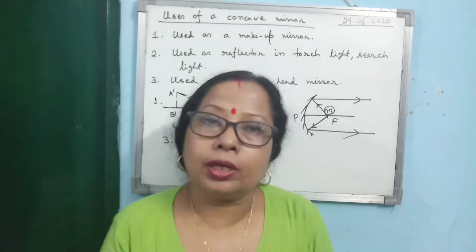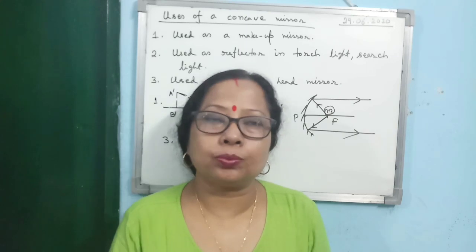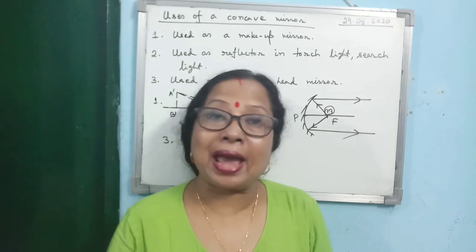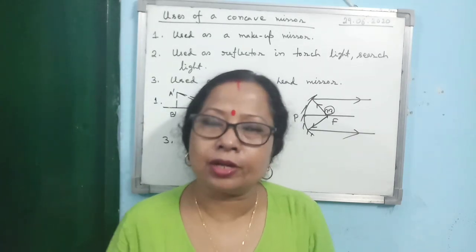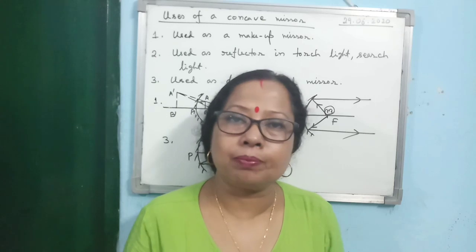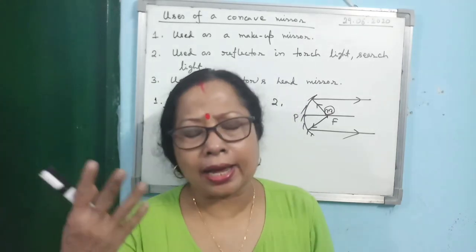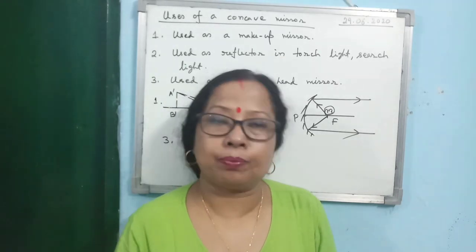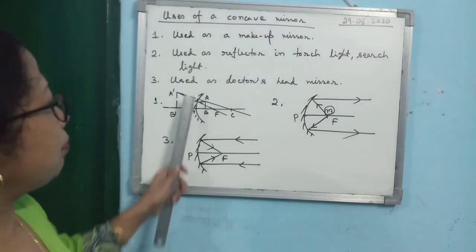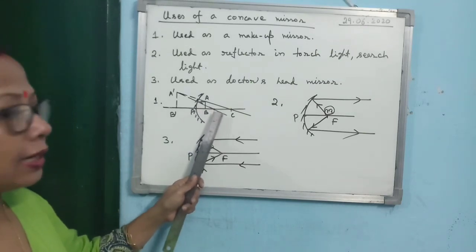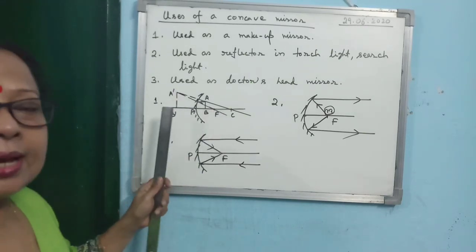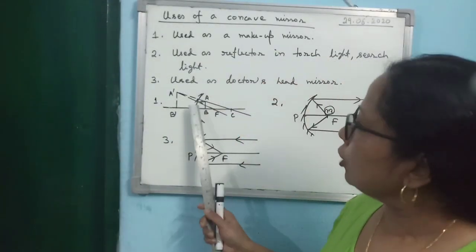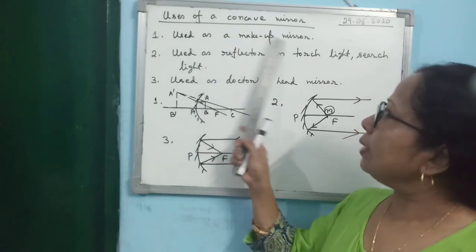When you are trying to put on eyeliner, lipstick or anything, you want a magnified image of the eyebrow, a magnified image of the lip, so that you can apply the lip liner, eyeliner or eyebrow properly. We know that in a concave mirror, when the object is placed between P and F, you get a magnified and erect image. So you see here, that's why we use the concave mirror as a makeup mirror.